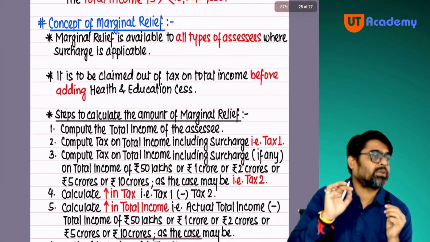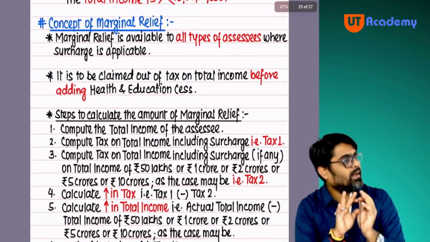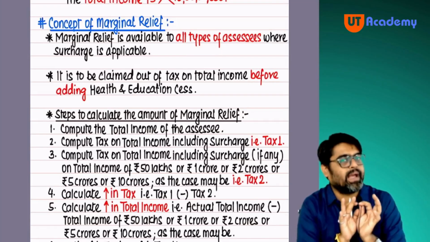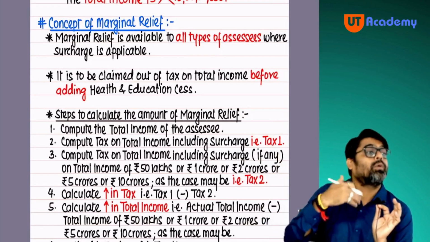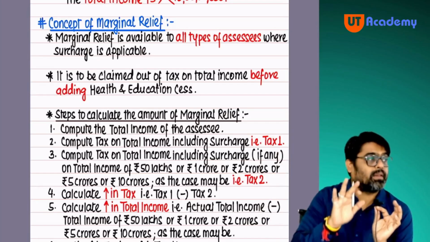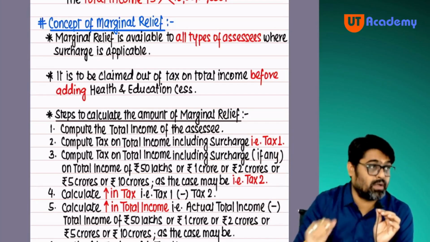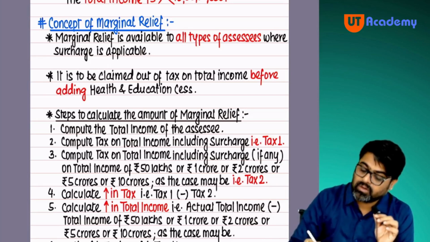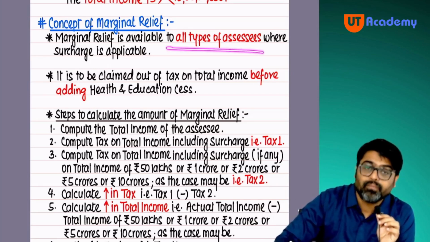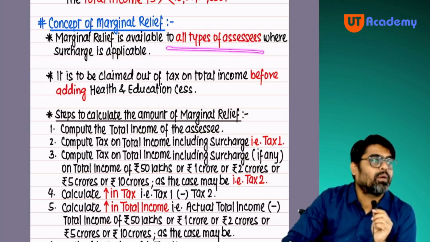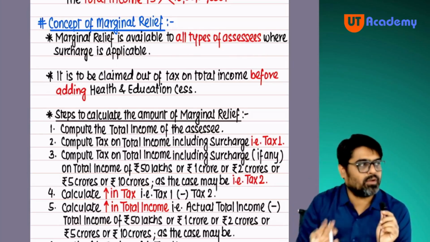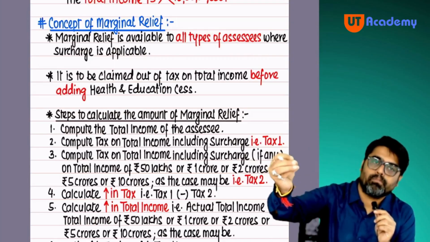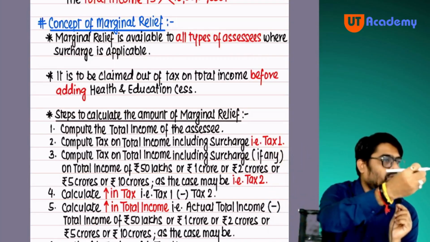Now the last concept. We have completed the tax rates. All the tax rates are done. Normal tax rates. Okay. Now we are going to discuss the last concept, that is the concept of marginal relief. Now this concept of marginal relief is available to, meaning whatever discussion I am going to do right now will be applicable for companies also, will be applicable for partnership firms also, will be applicable for HUF also.